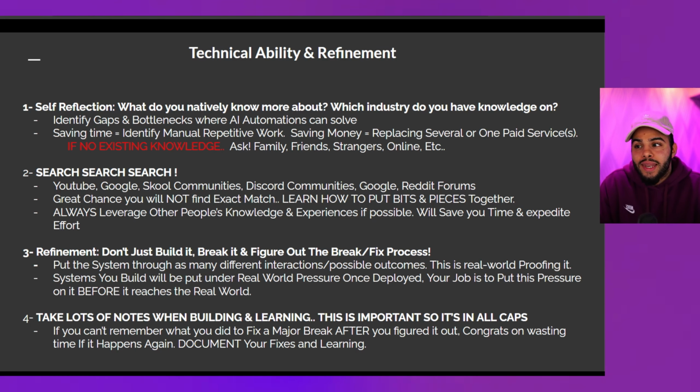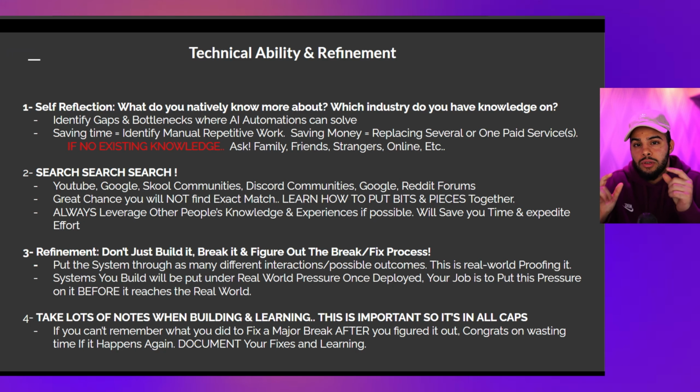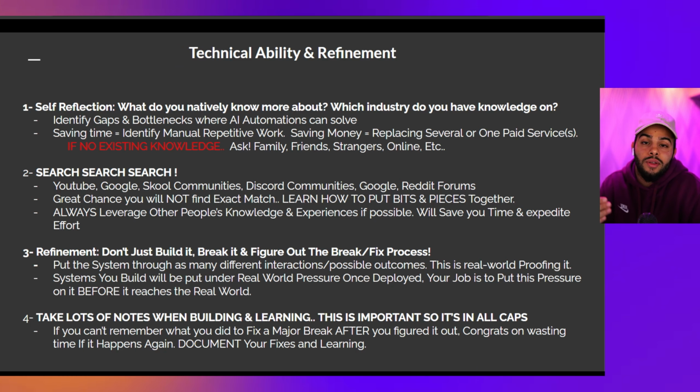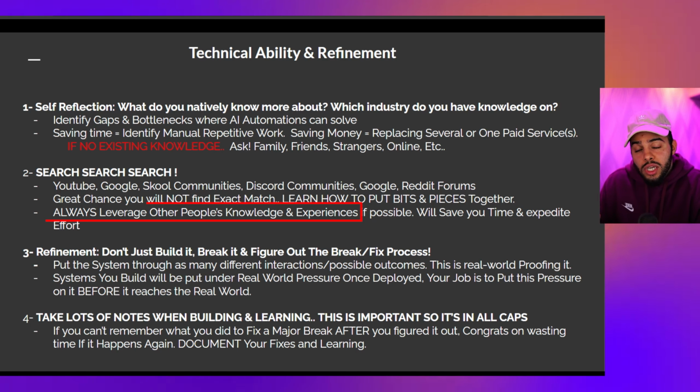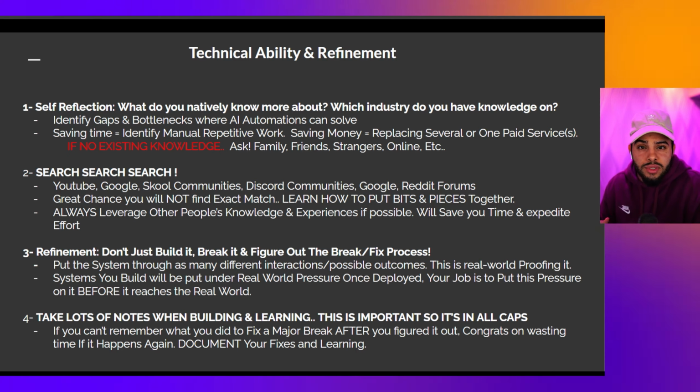Rely on people and AI communities like the one I run or any other school community that actually gets together and helps each other find those little bits and pieces. And there's almost always people in the industry that can point you to where you're supposed to look based on their experiences. This would save you a tremendous amount of time. So always leverage people who've walked this path before you whenever you're trying to really hone down your technical ability and refinement.